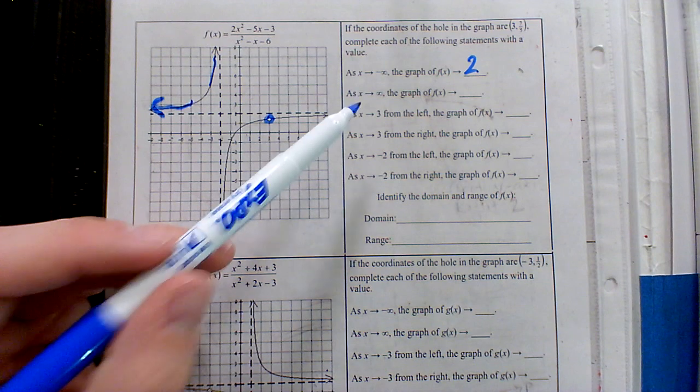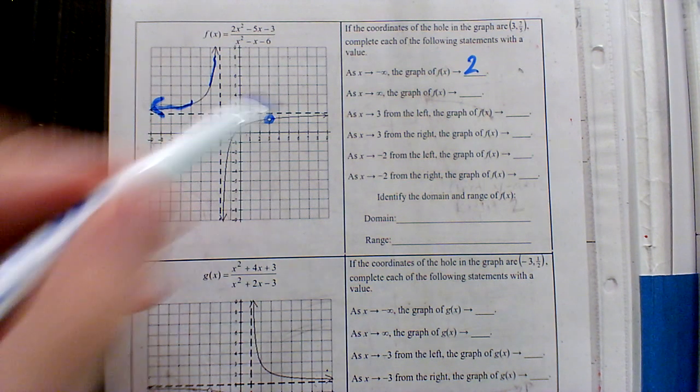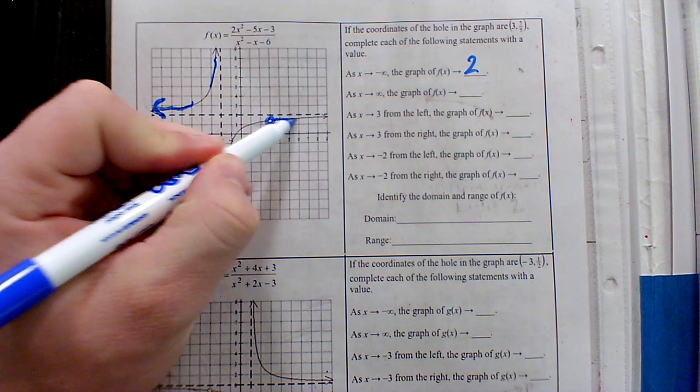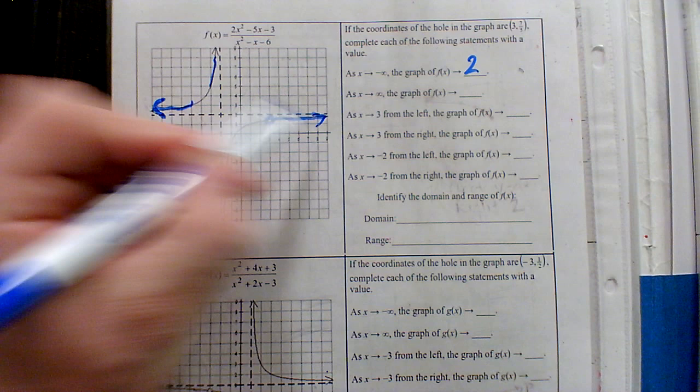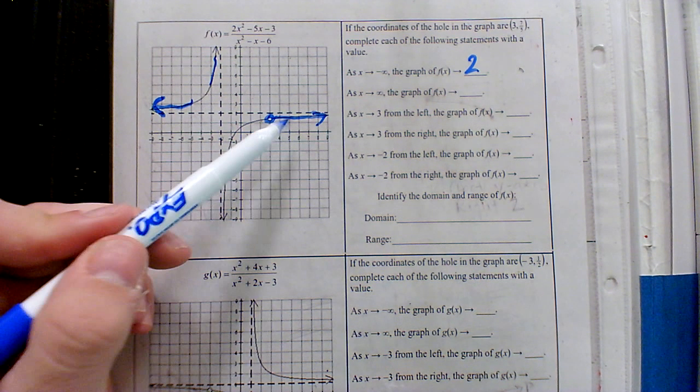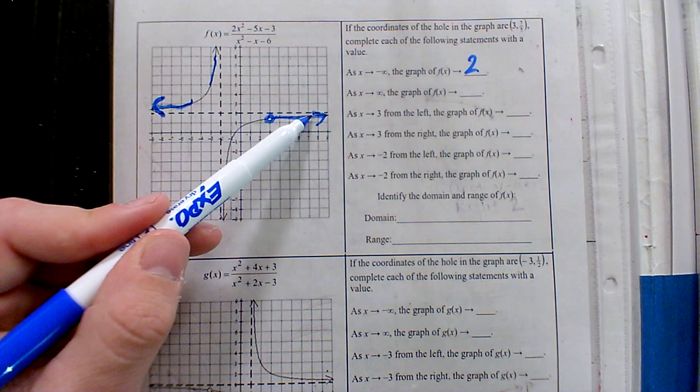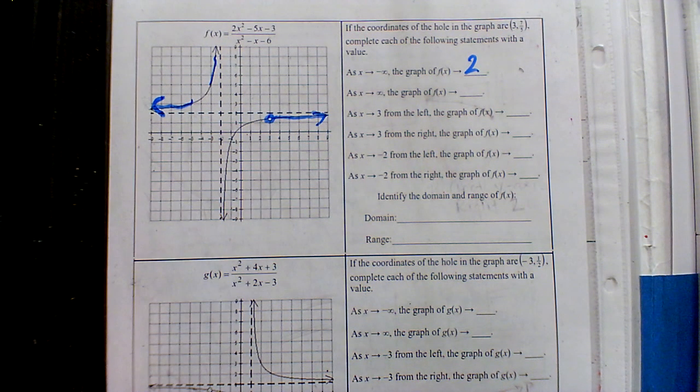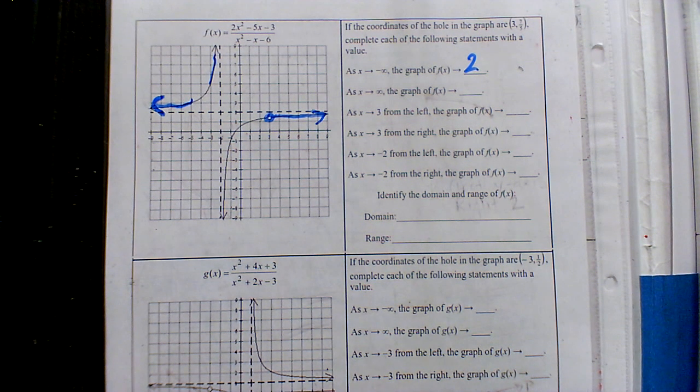Next one: as x approaches positive infinity, the graph approaches what? So right here, we're approaching positive infinity with our graph. See how we're going towards positive infinity. What y value does this approach? What y value does that graph get close to? Maddie? That is also 2.